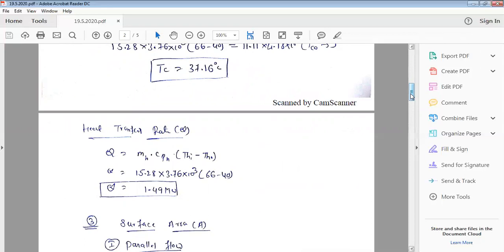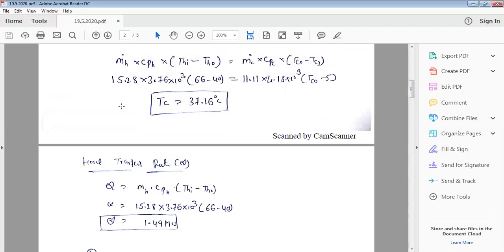In the sense what? Heat is getting liberated or given away by the hot fluid and it is gained by the cold fluid, correct? Amount of heat given by hot water, correct? That's why for the heat transfer rate, I have taken the hot fluid. Understood? Q is equal to, I have taken, and you can also take Q is equal to M. Now I have written, now this is the energy balance equation.